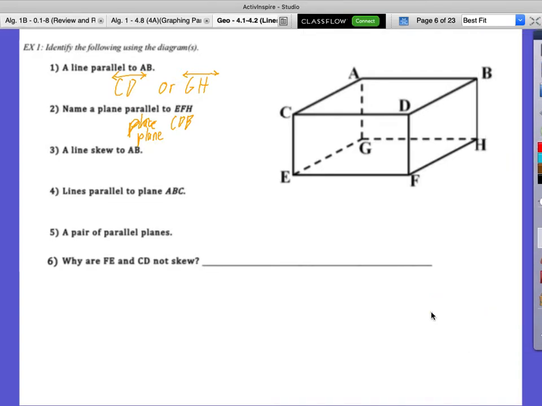So number three, we kind of talked about this already. What's a line skew to line AB? EF. Yeah, line EF. We talked about that one already.